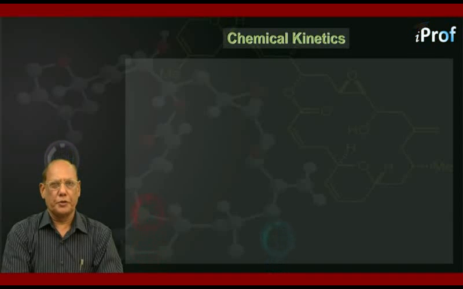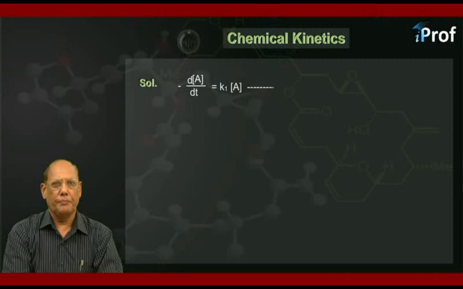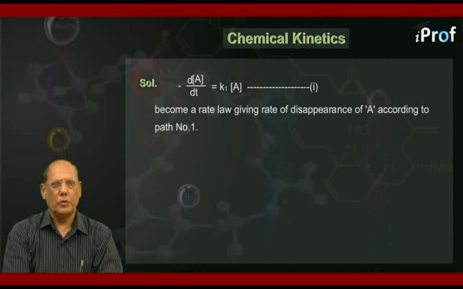Let us solve this question. So, minus d[A]/dt is equal to K1 into concentration of A, that is number 1, and it becomes a rate law giving rate of disappearance of A according to path number 1.